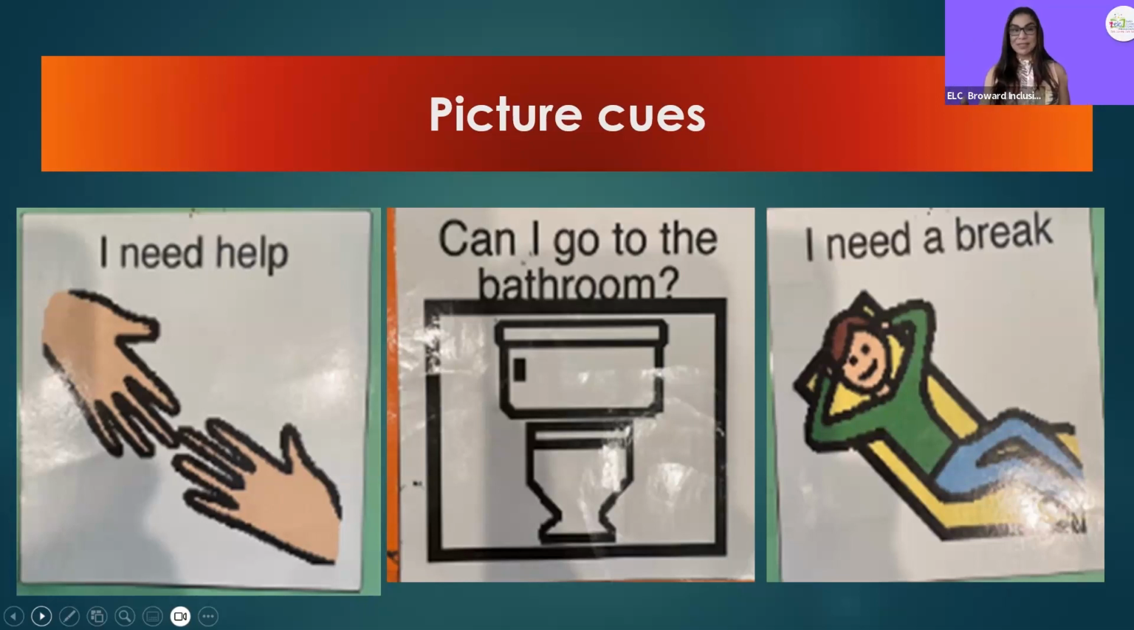These are fundamental. This is, "I need to go to the bathroom." And if you can get a child to figure out, oh wait, that's the symbol for bathroom, and when I point to that, my teacher understands I need to go potty.